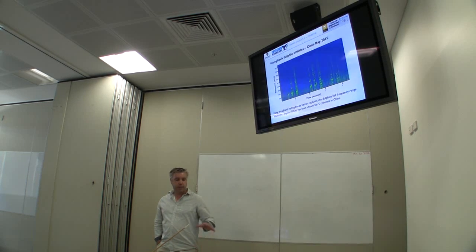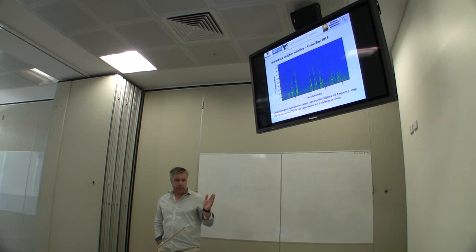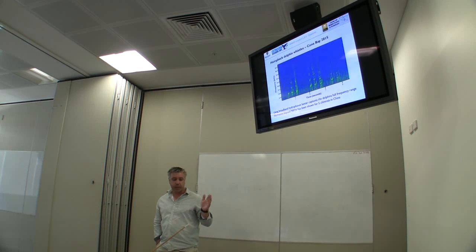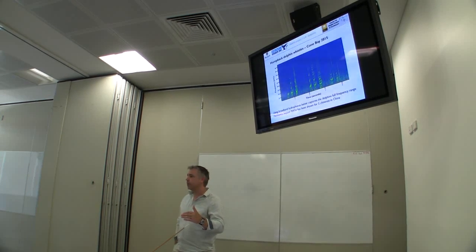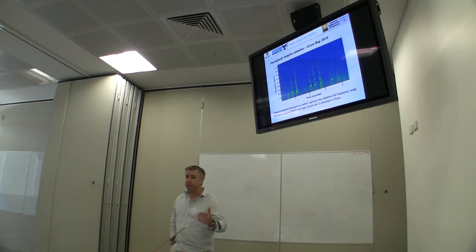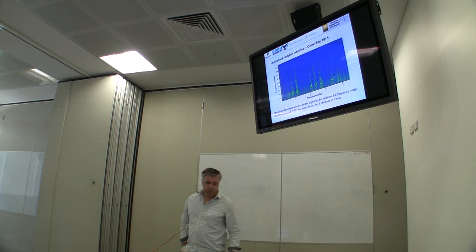This is a spectrogram, frequency and time. These are just a series of whistles that were collected in Cone Bay. This is what we call a broadband recording. In the past, most of the research has been limited to about 20 kilohertz, which is really about the upper range of our own human hearing.